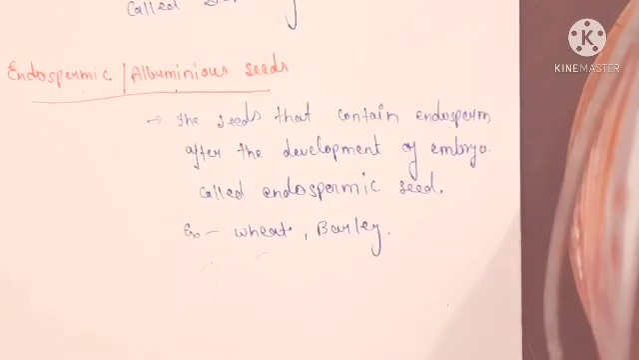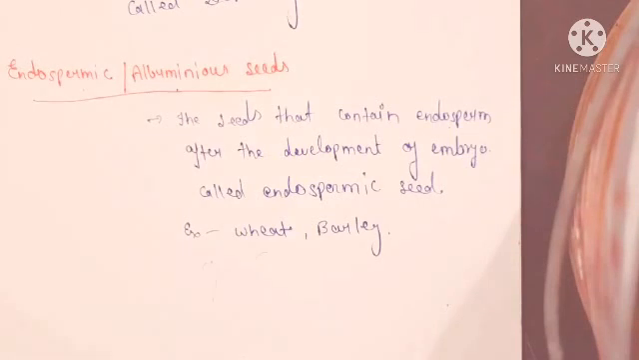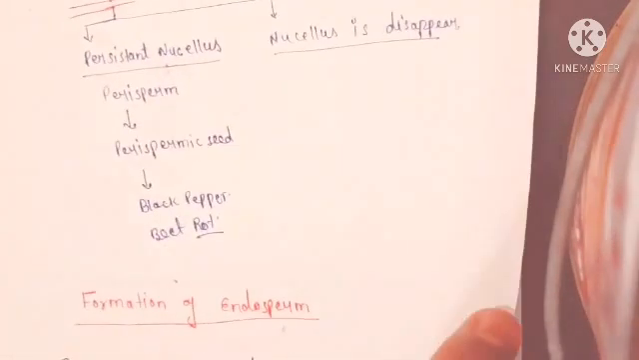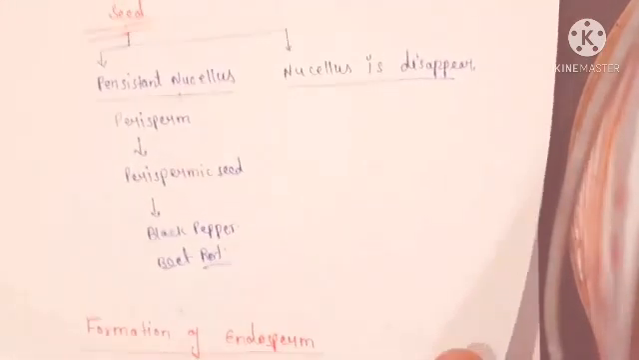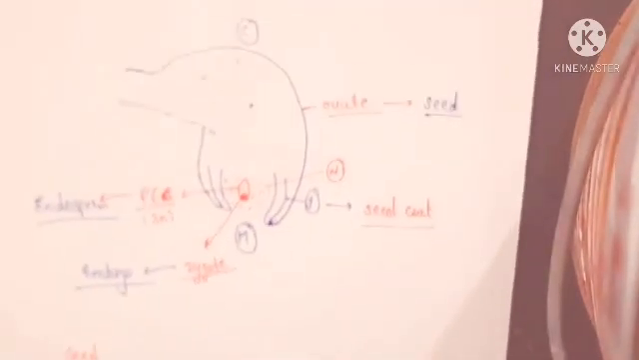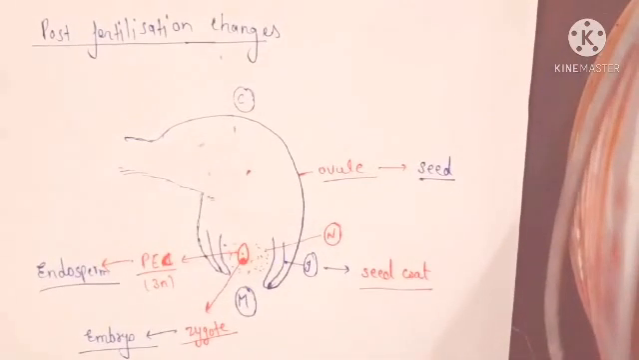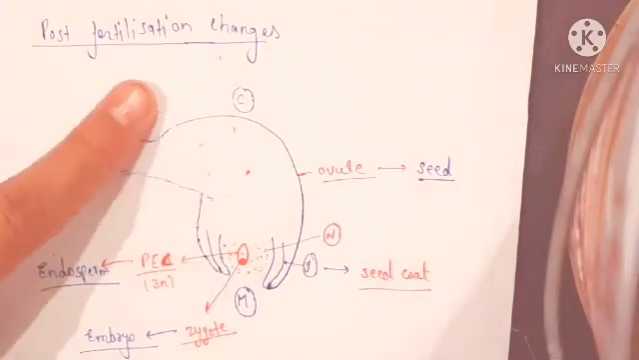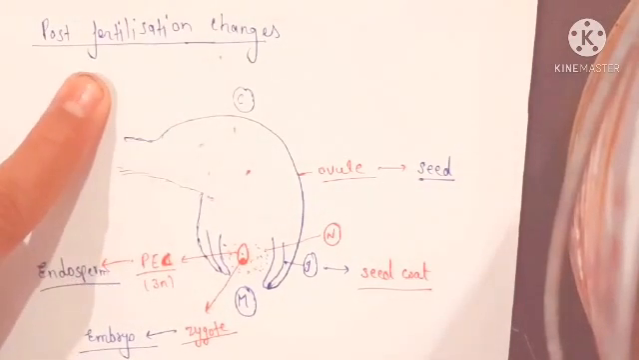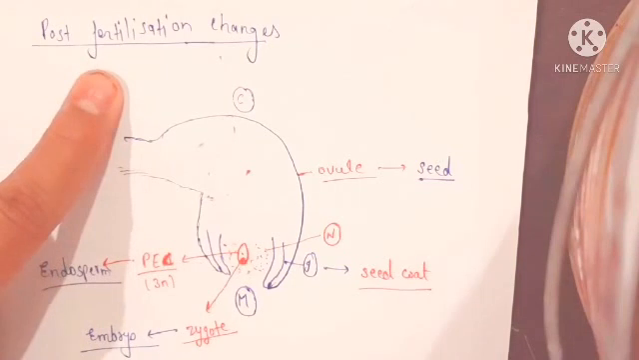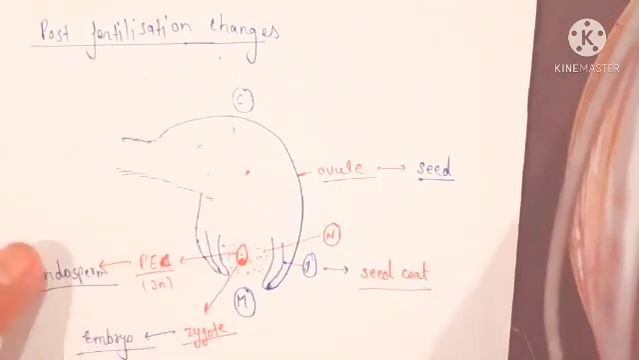Today we will discuss this topic, development of embryo in dicot. So let's revise one more time. Today, friends, we will discuss the post fertilization changes, meaning the changes that occur after fertilization, that is called post fertilization changes.